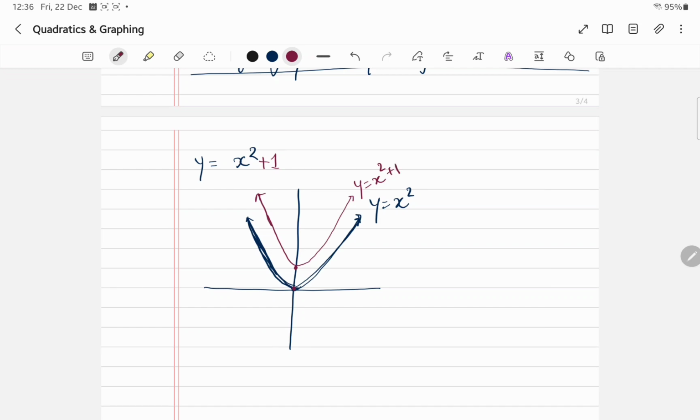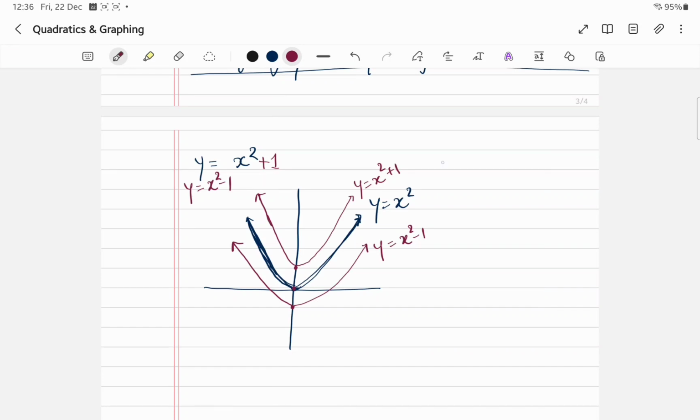What happens if it becomes negative 1? So y equals x squared minus 1. If plus 1 is moving it up, minus 1 is going to move it down. It's the exact same parabola, just moving up and just moving down. So it has moved down. That is y equals x squared minus 1. So it is moving on the y-axis up and down.